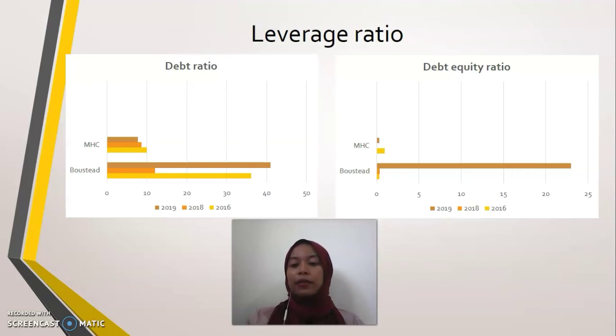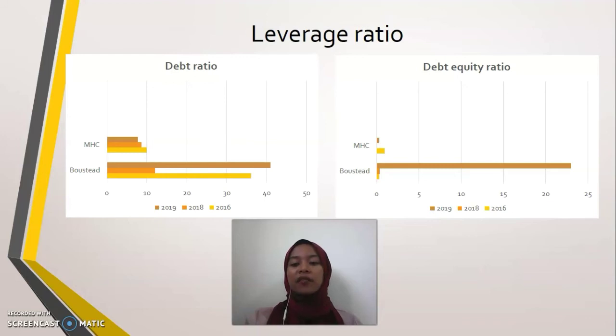The debt equity ratio of Boston in 2017 shows a slight increase from 2016, which is 0.3% to 0.35%. The debt ratio continues to increase to 23% in 2018. It shows that Boston's debt financing has increased for the past 3 years.